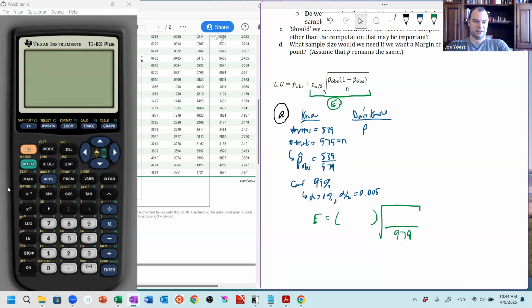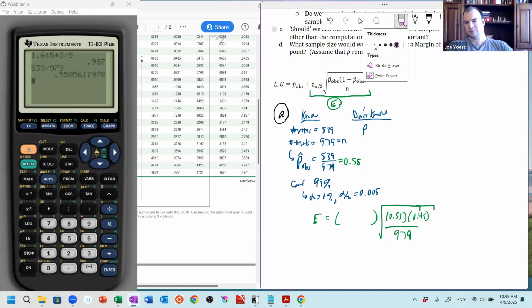What is p hat observed? Let me calculate that. Come over here to my calculator and do 539 over 979, and that's about 0.55. So the polling indicated about 55% of people sampled voted for candidate A. And then, of course, 1 minus p hat observed is 0.45. Extend my square root out there a little bit.